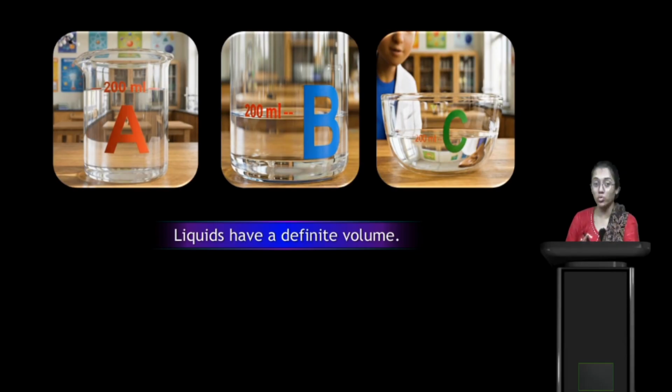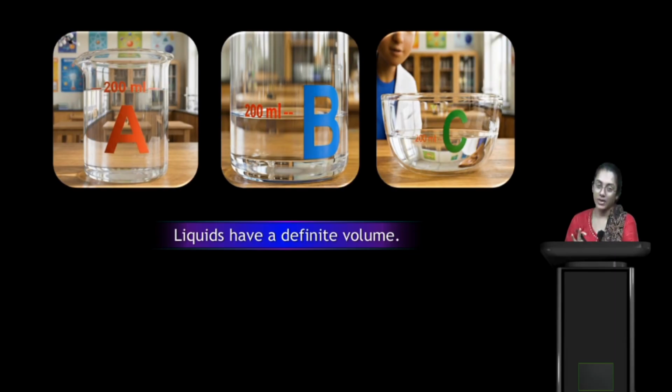So from this activity we did with the ABC pots, we observed that in each case the water level matched 200 ml. In A, B, C, the amount of water remained constant. In every pot, the marking was indicating 200 ml, and in all those cases the water level was the same. So from this we can say liquids have a definite volume.